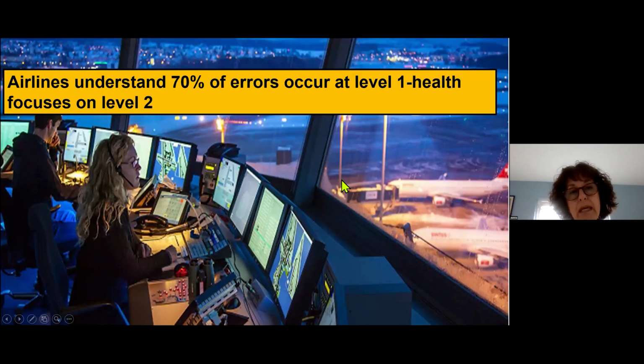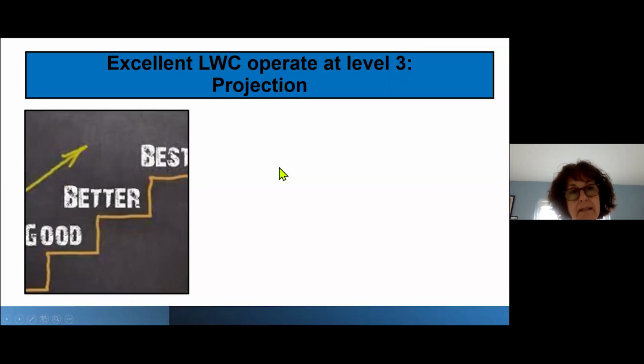Interestingly, in health, we concentrate on our medical errors at level 2 in terms of our decision making as an MDT, but the airline industry understand that 70% of their errors occur at level 1. So if you don't have up-to-date information and you don't know exactly what's going on in your labour ward, you will make the incorrect decision, which ultimately will affect mother and the neonates.